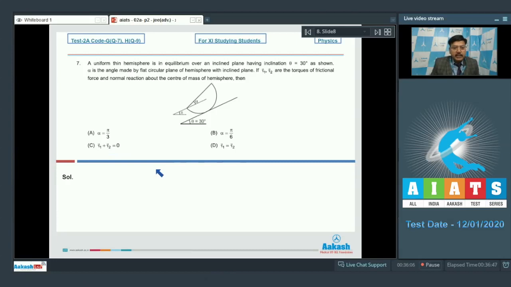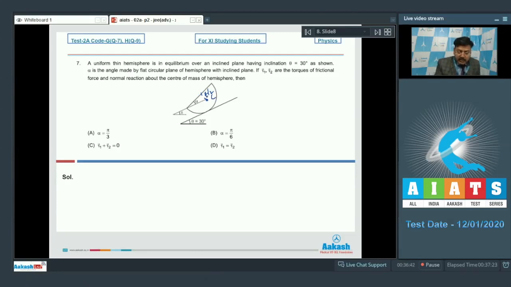So if we consider the center of mass, we know that for a thin hemispherical shell, which is what this body is, the center of mass is somewhere here at distance r by 2 from the center of curvature of the hemisphere. So this is r by 2.